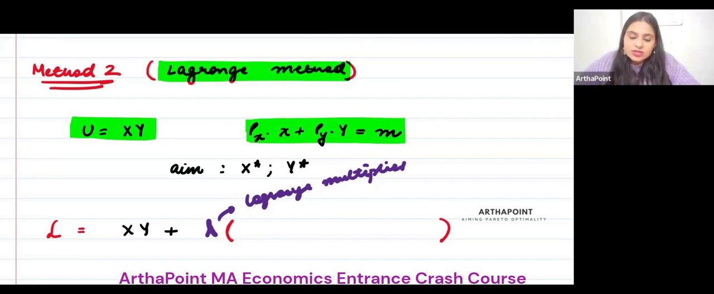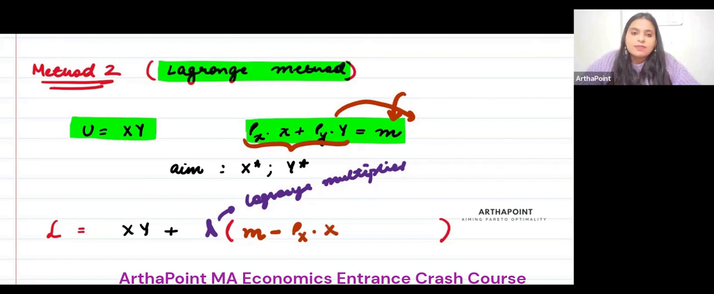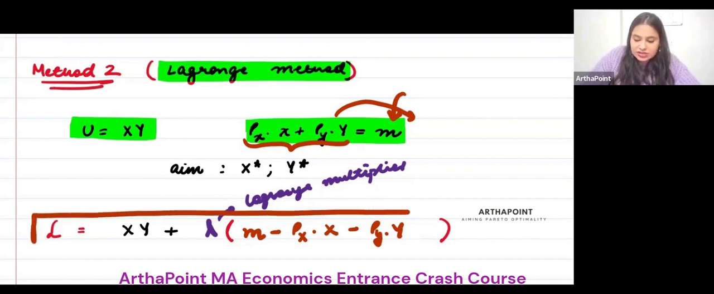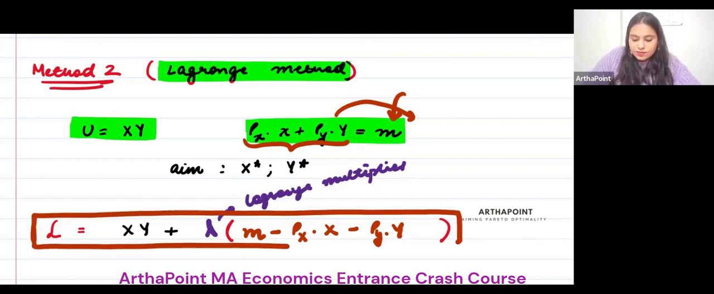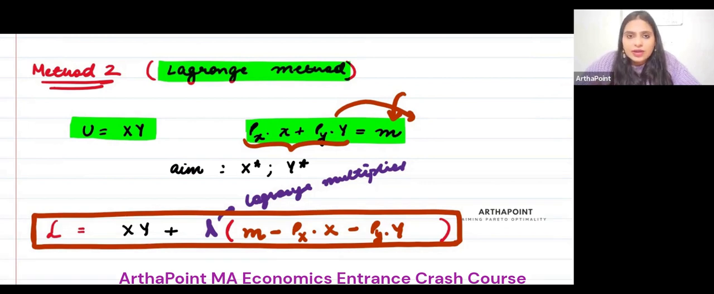And how do I write this constraint? I will write it by writing this value first. So I will say M and bring this part to the other side. That means M minus Px into X minus Py into Y. This format of writing things is called a Lagrange. In economics honors, this is taught in the first semester. So this is the basic Lagrange method that I'm doing.